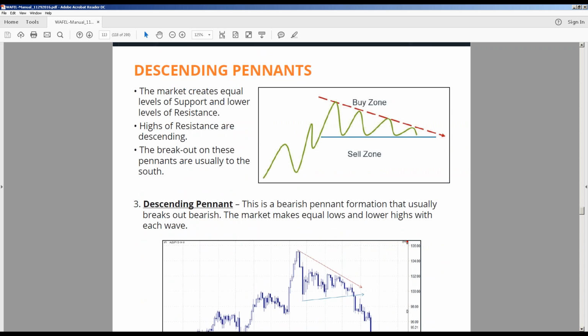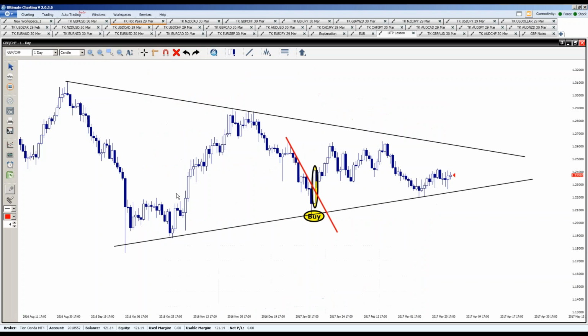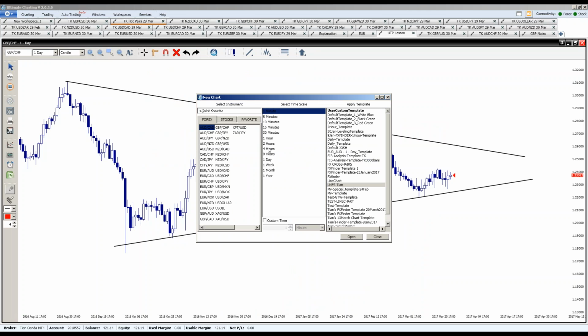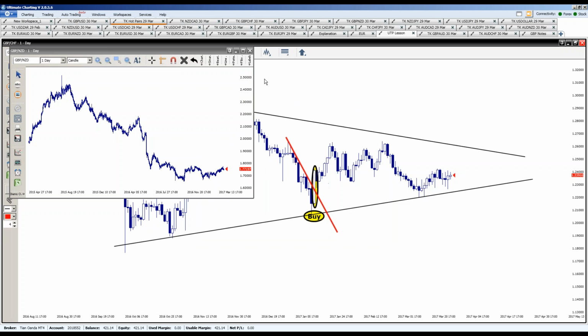Then we get to a descending pennant. And the market creates equal levels of support and lower levels of resistance. So lower highs, but we have a flat bottom. The highs of resistance are descending, and the breakouts on these pennants are usually to the south, regardless if you find it in a bull or a bear trend.